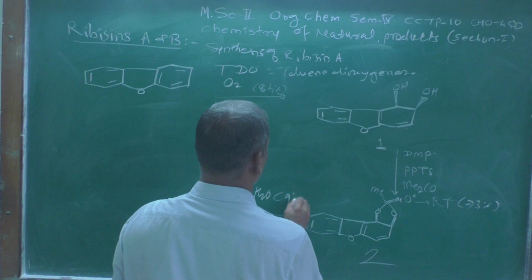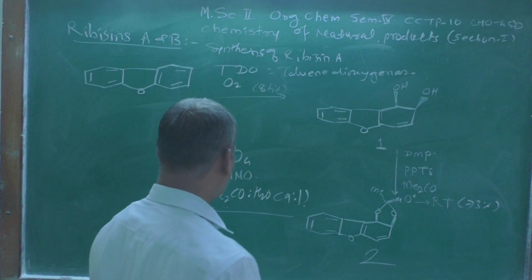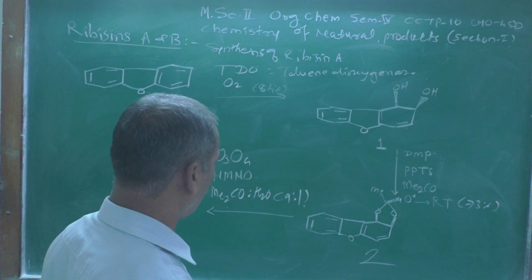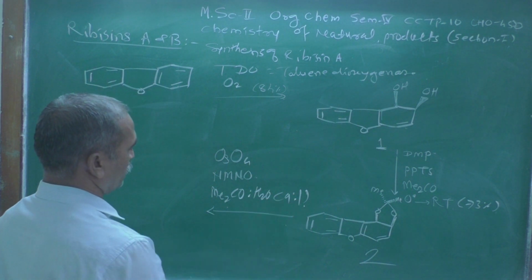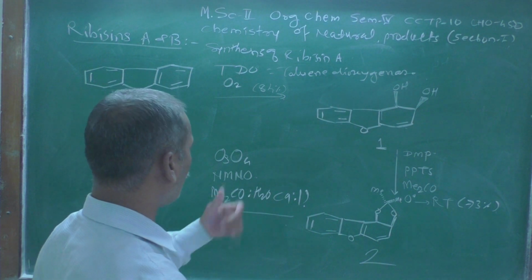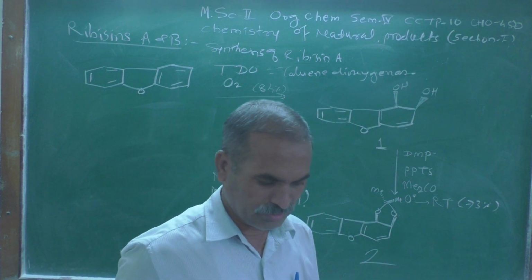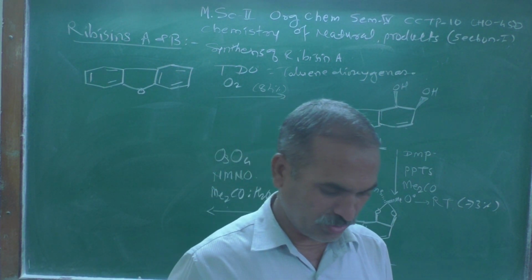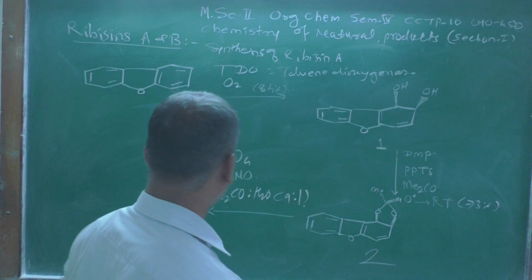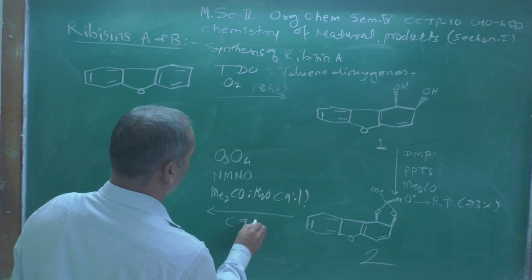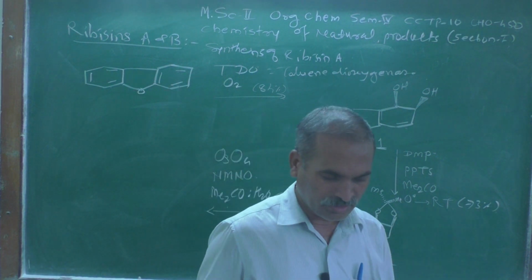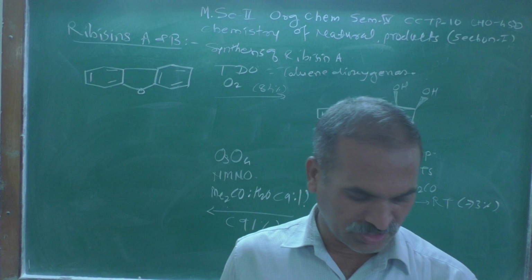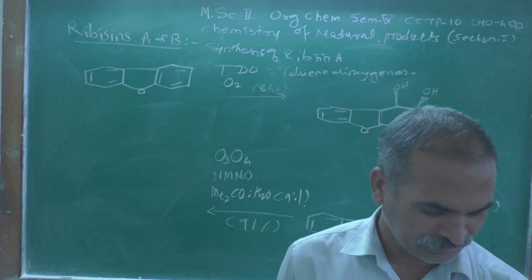The percentage used is 9:1, that is 9% acetone and 1% water. That is the percentage taken over here, and the overall yield obtained is 91%. That is a very high yielding process. It is how it is designed.